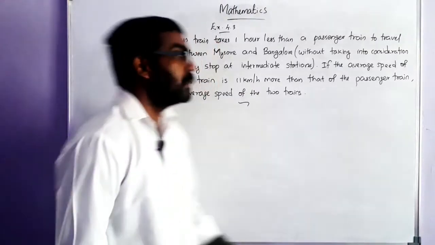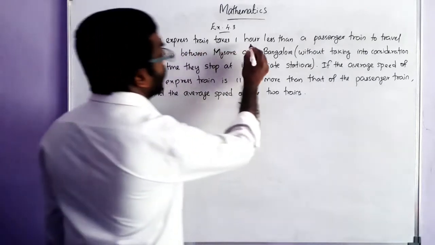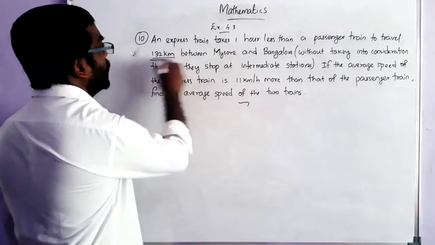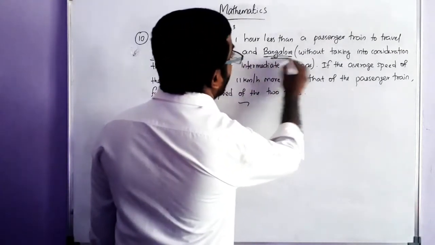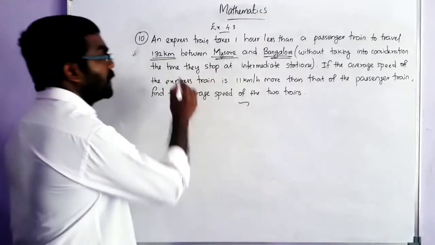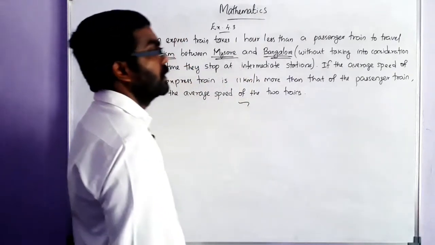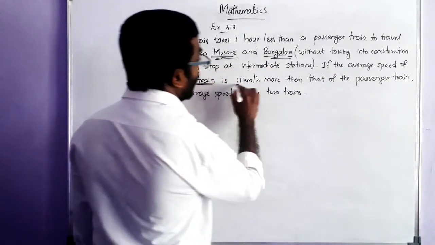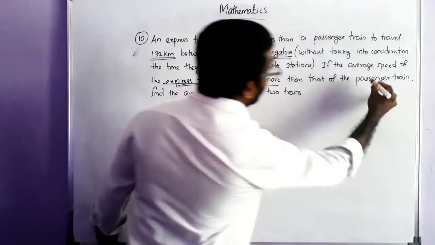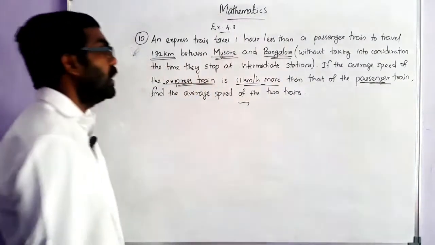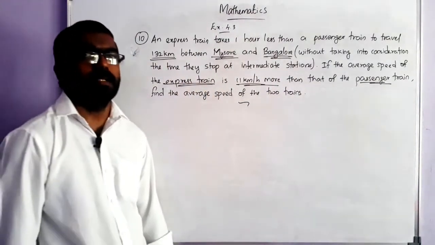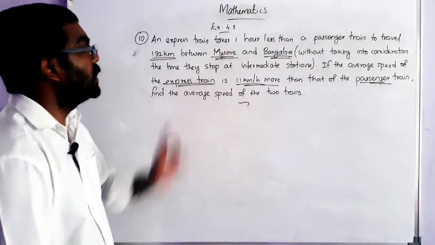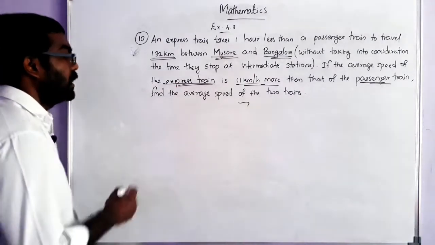Now the next question is, an express train takes 1 hour less than a passenger train to travel 132 km between Mysore and Bangalore without taking into consideration the time they stop at intermediate stations. If the average speed of the express train is 11 km more than that of the passenger train, find the average speed of the two trains. Here we are given two trains with different speeds. One is a passenger train and the other one is an express train. That we can take as different cases.